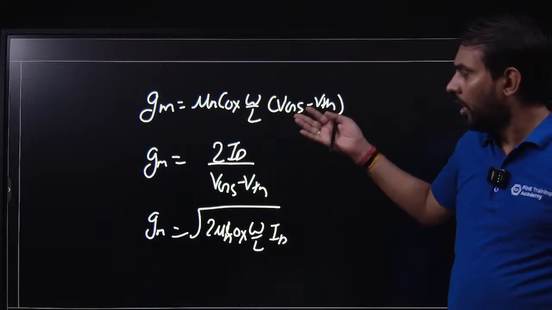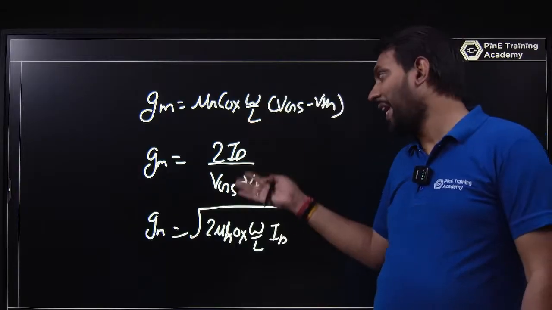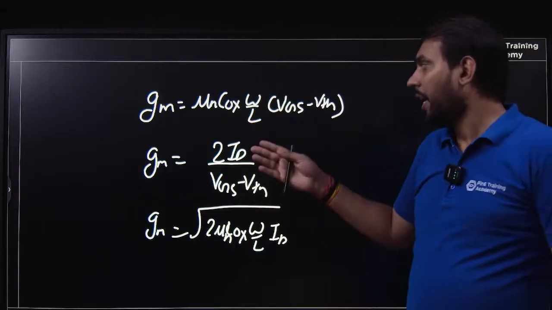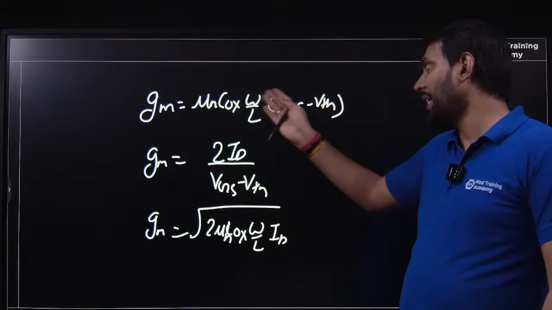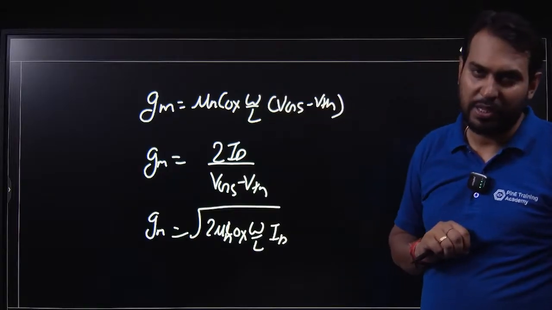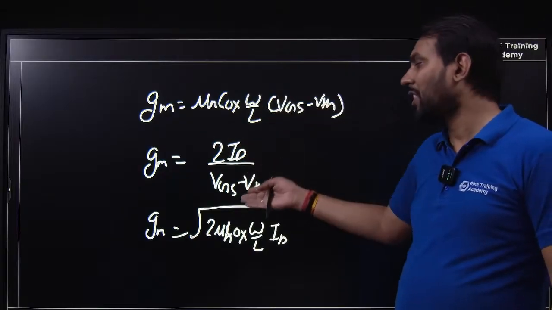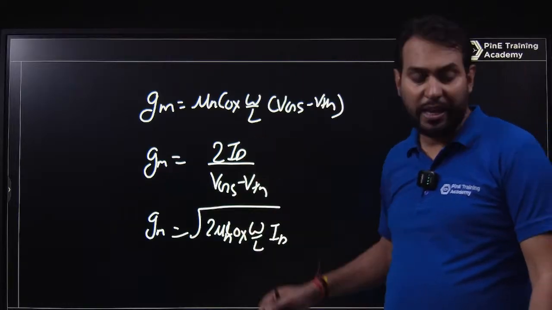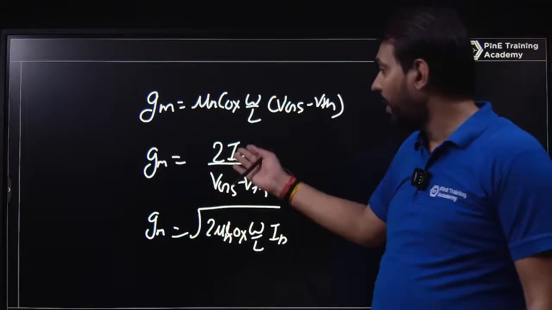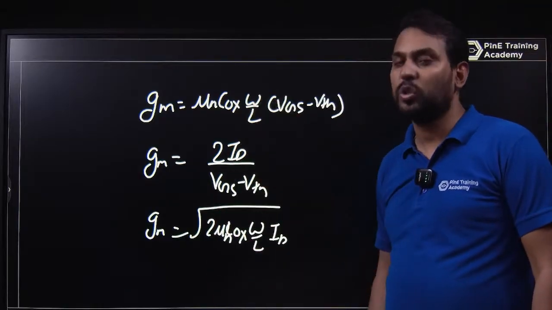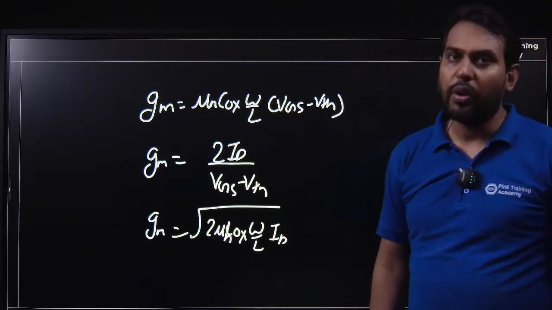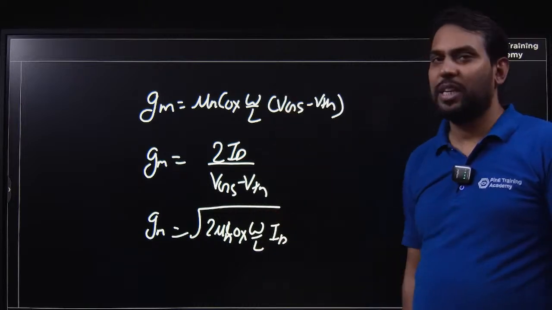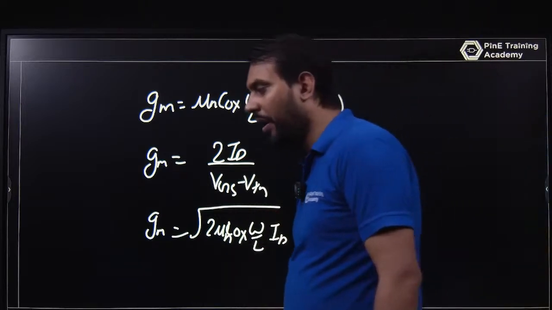So Gm is affected by ID and also by VGS minus VT. In this formula, you will find that Gm is directly proportional to VGS minus VT. Here you will find that Gm is inversely proportional to VGS minus VT. But it is okay, because the 2ID will be providing that VGS minus VT whole square. So you will set that Gm as per the requirement and you can find it.